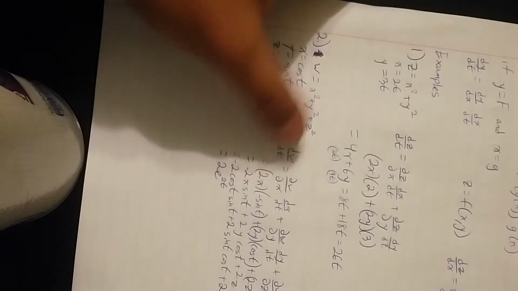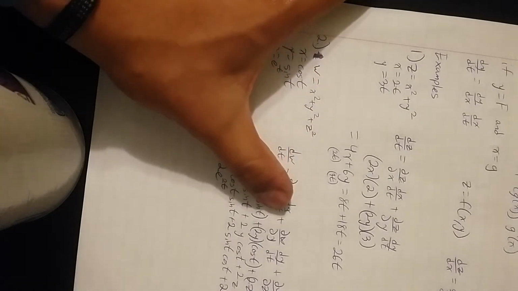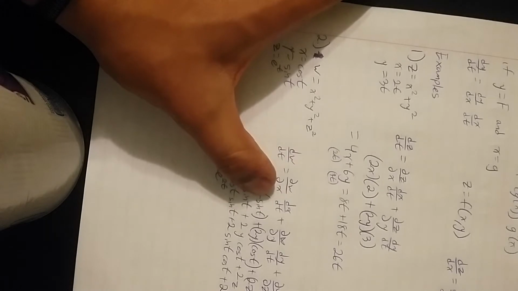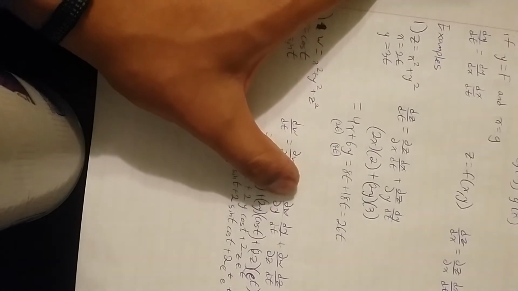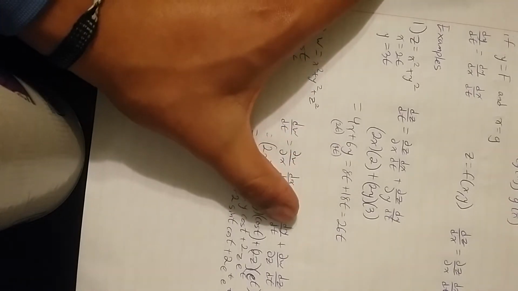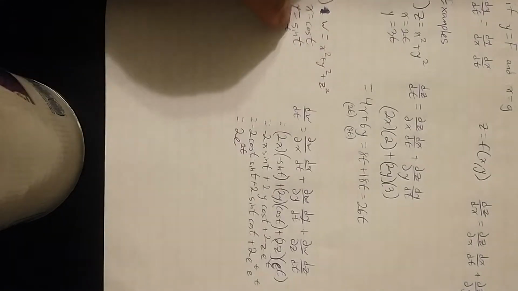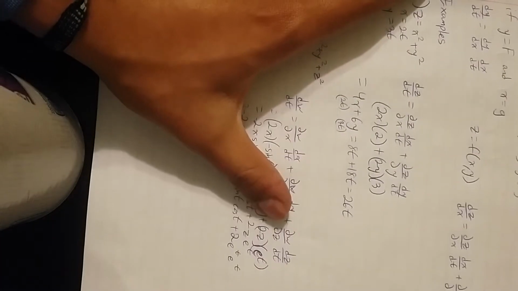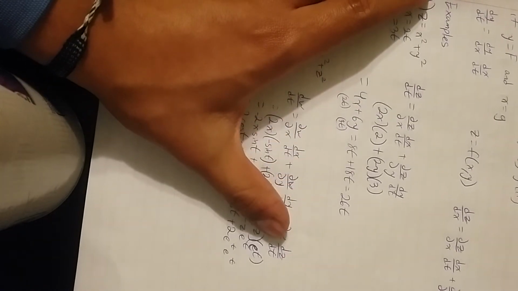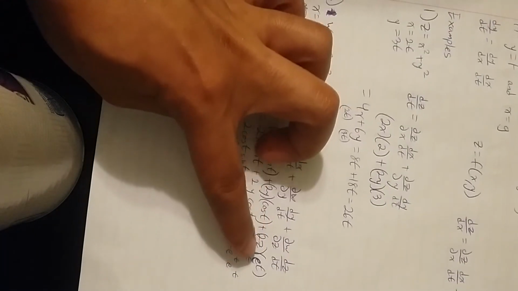The partial derivative with respect to x is 2x times dx dt, which would be negative sine of t, plus the partial derivative with respect to y is 2y times dy dt, which is cosine t, plus the partial derivative with respect to z is 2z, and dz dt would be e to the t right here.